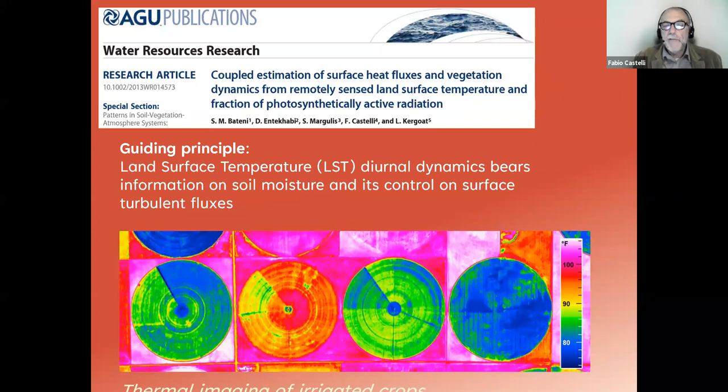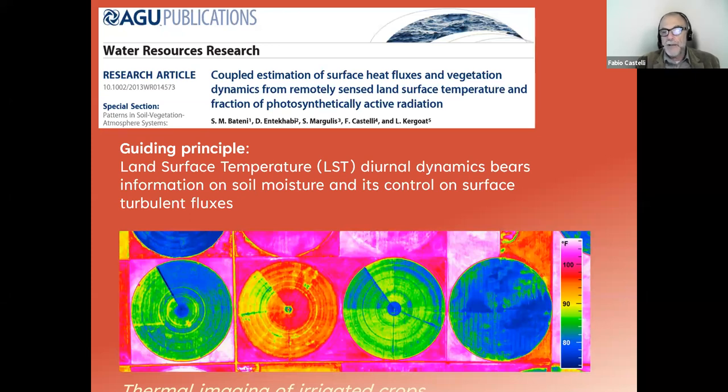Okay. Starting from the first one, a number of studies, including this one I participated in over many years, are using the land surface temperature that can be detected from different types of satellites. I showed you before, in the first part of the lecture, the problem of filtering, of improving this type of information, using again this type of measurement, thermal infrared of the land surface, to infer information on soil moisture and how this soil moisture controls the surface turbulent fluxes.